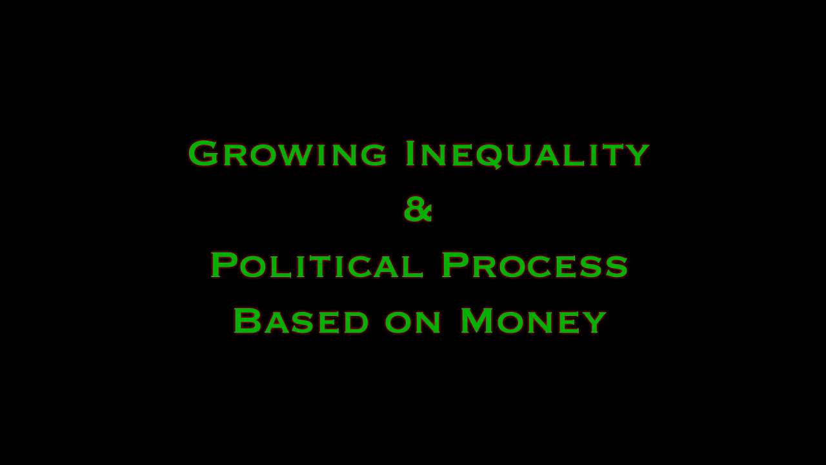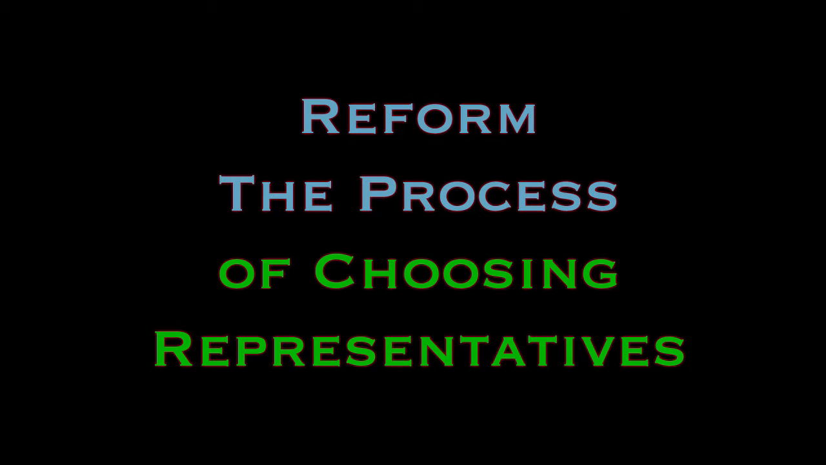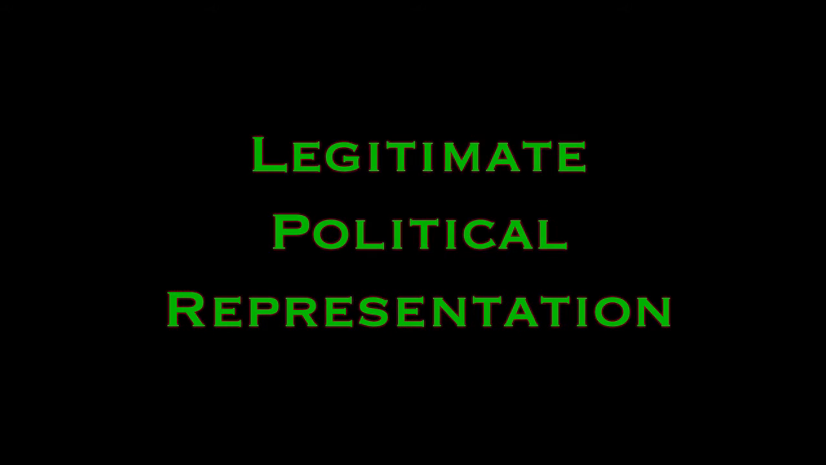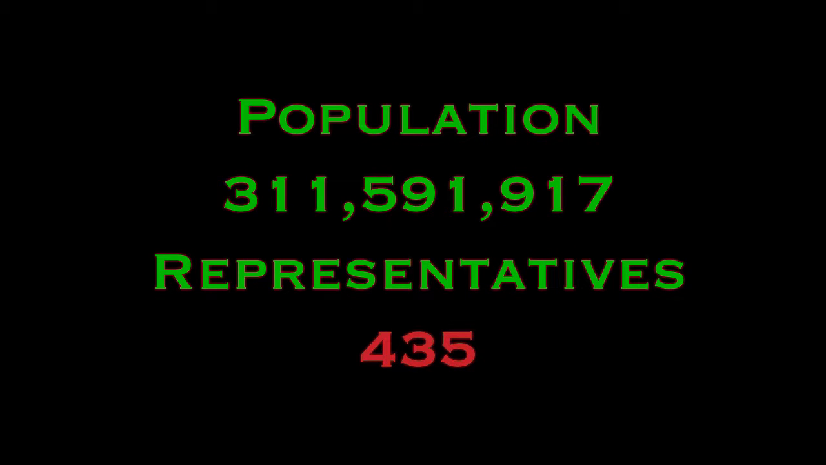Why is this necessary? Because of the growing income inequality and a political system that is increasingly based on money, it is important to reform the process of choosing representatives to account for these changes to ensure legitimate political representation. There's currently not enough representatives to represent the population properly, so a new apportionment act would need to be passed.